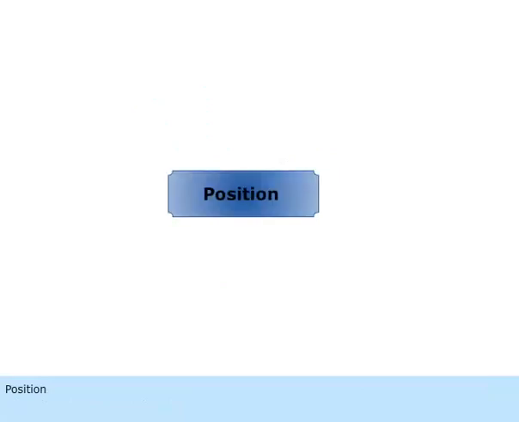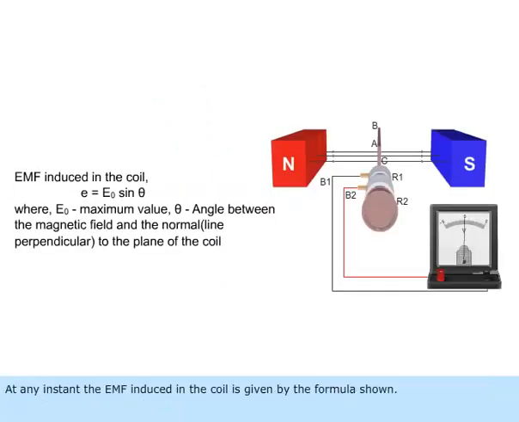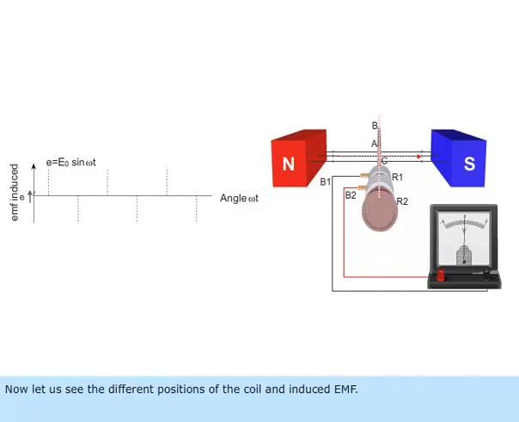Position. At any instant, the EMF induced in the coil is given by the formula shown. Now let us see the different positions of the coil and induced EMF.